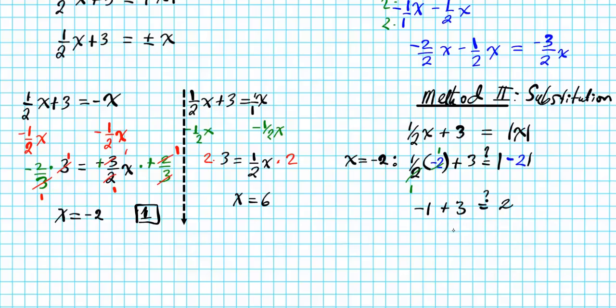-1 plus 3 is +2. Is +2 equal to +2? Absolutely. So this shows that option 1 is the correct answer. So whichever method you like, go ahead and use that for your Regents exam.